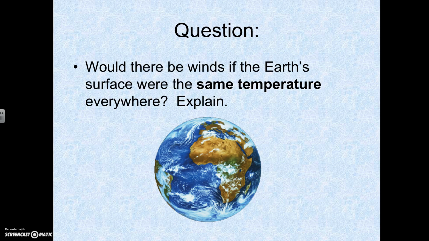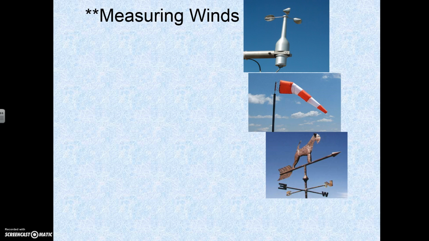Quick question first. Would there be winds if the Earth's surface were the same temperature everywhere? Make sure you explain that on the bottom of your sheet. Would there be winds if the Earth's surface were the same temperature everywhere? Okay, obviously the answer is no. But you need to put that on the bottom of your notes because that's not on your notes, so you need to put it at the bottom. Thank you.